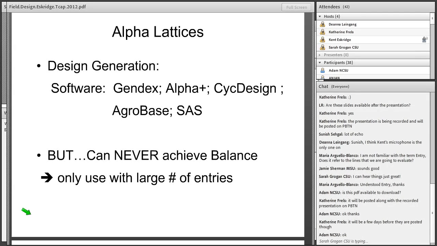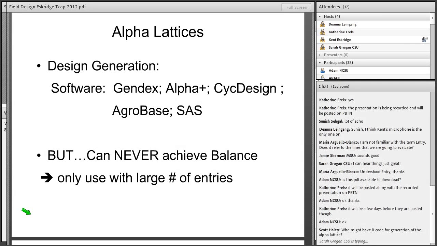The problem with the alpha lattice, as I said before, is you can never achieve balance. So practically speaking, if you have a large number of entries, it's probably okay. I wouldn't ever use an alpha lattice if you have a smaller number of treatments, because ideally you'd want to use a balanced incomplete block design or a balanced lattice if you could, and you can never achieve that with an alpha lattice.